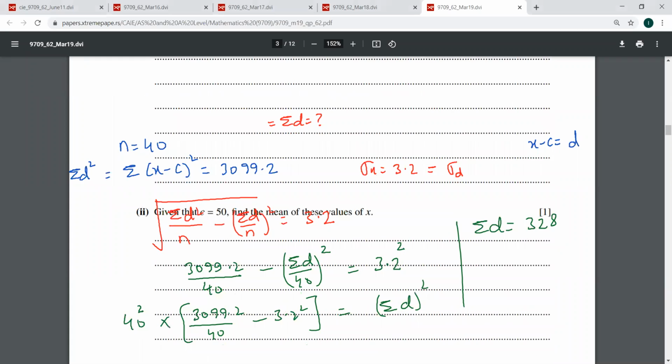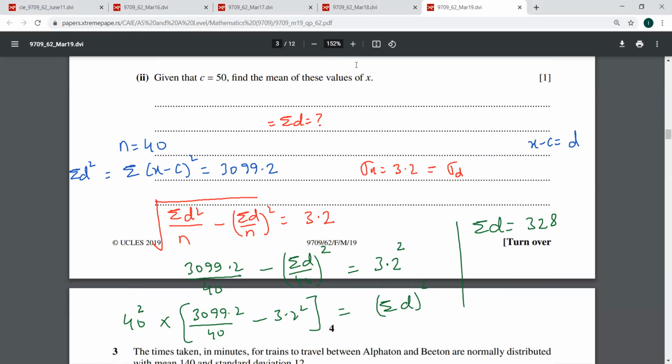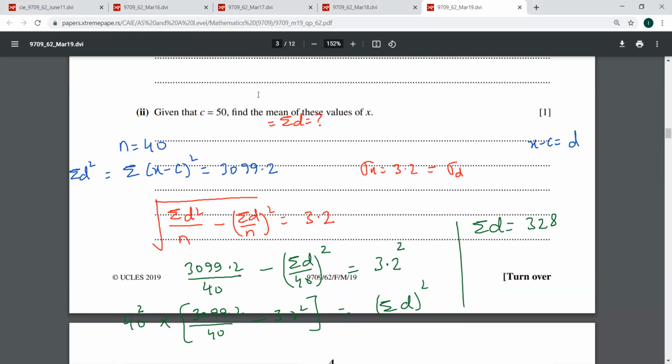Now it says, given that c is 50, find the mean of these values of x. Look at this, you people have already got sigma d, which is 328. If you divide this sigma d by n, you will get the mean of the d. So the mean of this d is going to be 328 divided by 40. How much is this? Tell me quickly. Sir, 8.2.